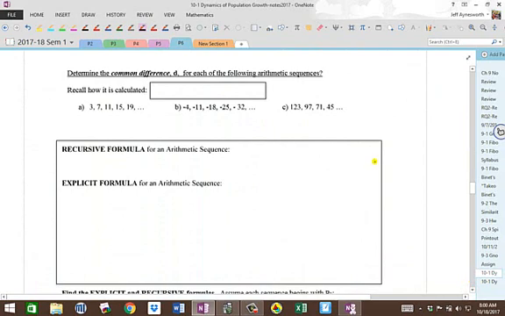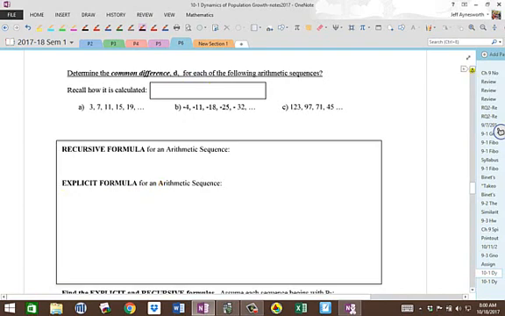All right, so what is that? A recursive function deals with the previous value. What happens if we need a function to predict the future without knowing any previous values? That's called the explicit formula. But first, let's play with the common difference d.